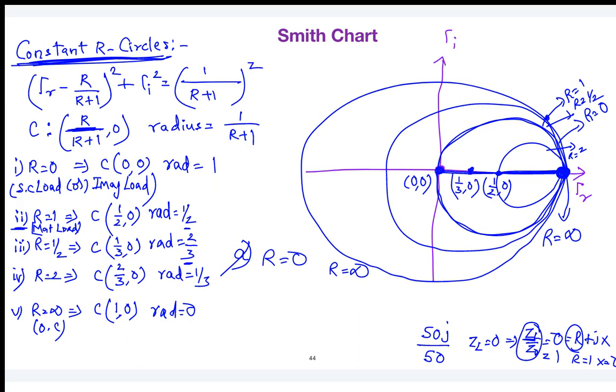The third point: whatever circle you take, all those are having a common point at 1, 0. In this equation, you substitute gamma r is equal to 1, gamma i is equal to 0. So irrespective of the value of r, this equation is going to be satisfied, which means that all the circles pass through 1, 0. So they have a common tangent at 1, 0. Agree?